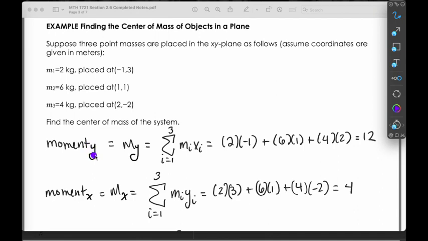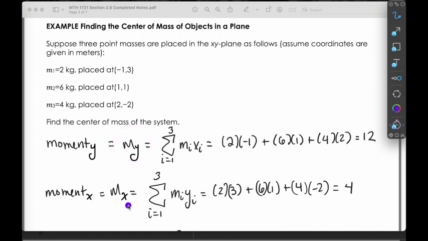So to find my moment about the y-axis, I'm going to take all my masses and multiply them by the corresponding value of x's. So I'm going to take 2 times -1, 6 times 1, 4 times 2. I'm going to add all of that up and I get 12. So that will be my My, my moment about the y-axis.